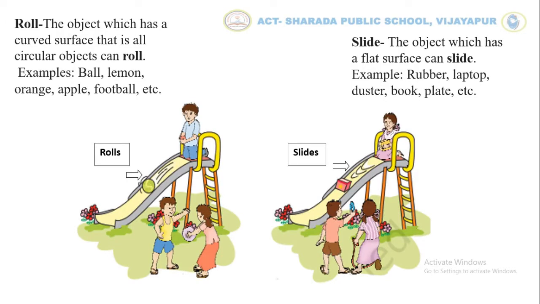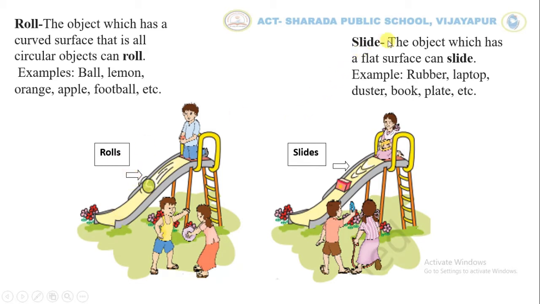So let us move to the second activity, that is roll or slide. Before that, let us know the meaning of roll. The object which has a curved face, that is, all circular objects can roll. Examples: ball, lemon, orange, apple, football, etc. You can look at the image here. A ball rolls on a slide.